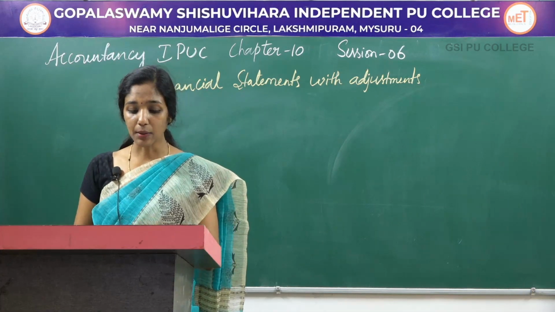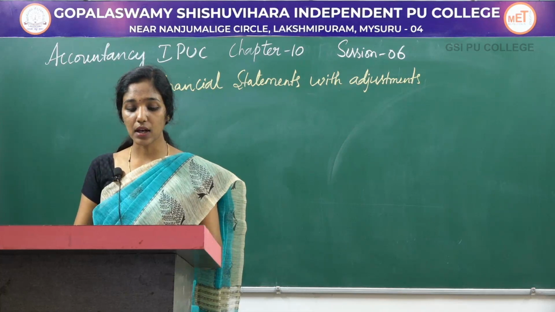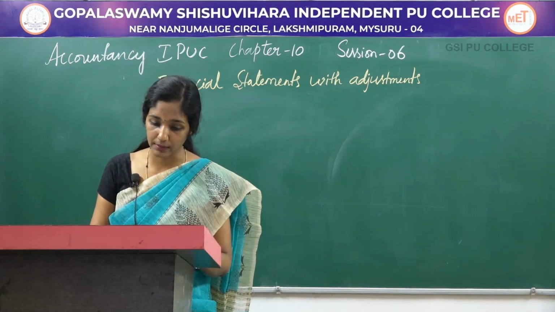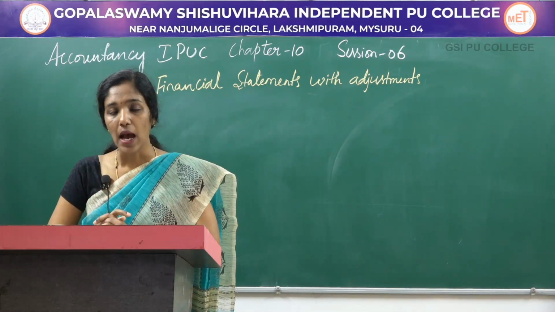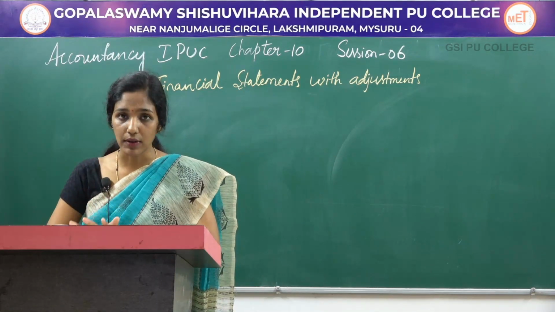The next, create provision for doubtful debts at 5% on debtors and discount on debtors at 2%. What do you mean by doubtful debts? As the name suggests, they are doubtful in recovery.